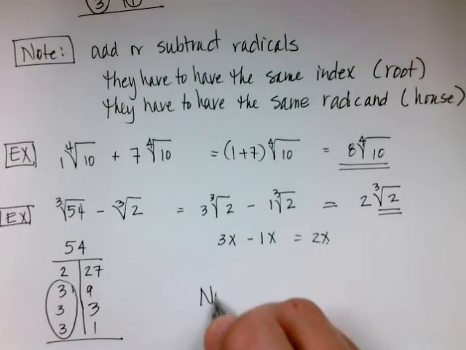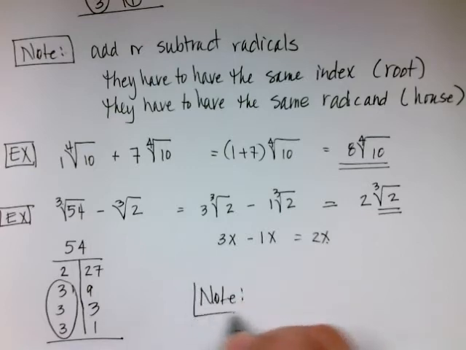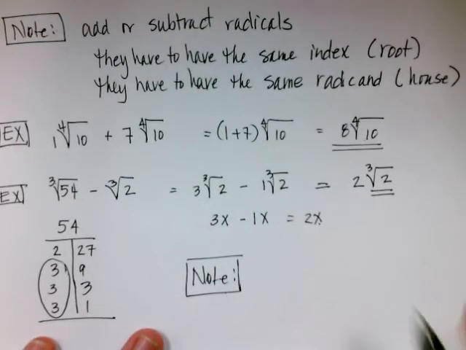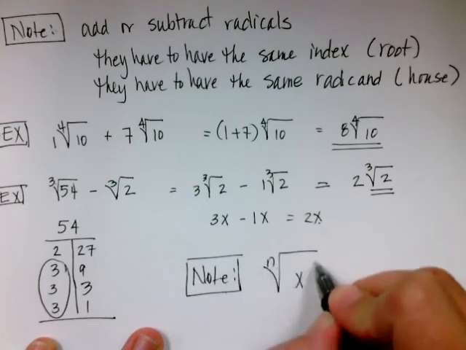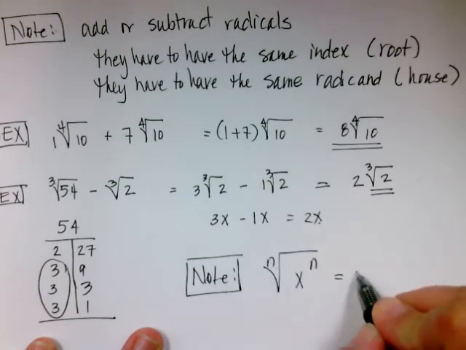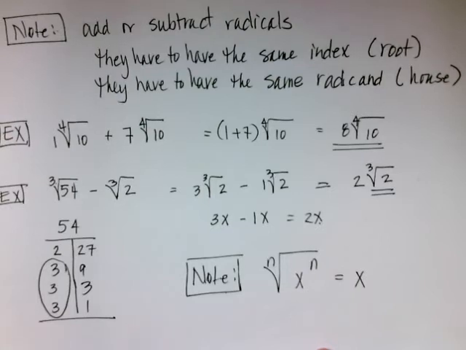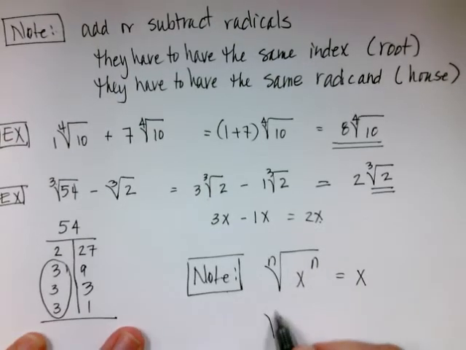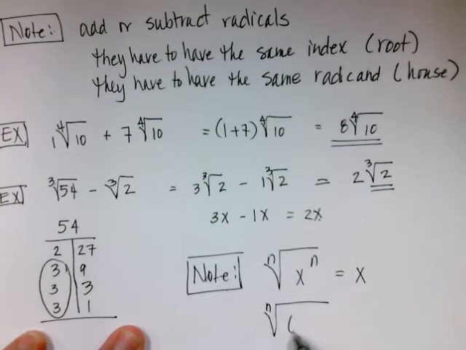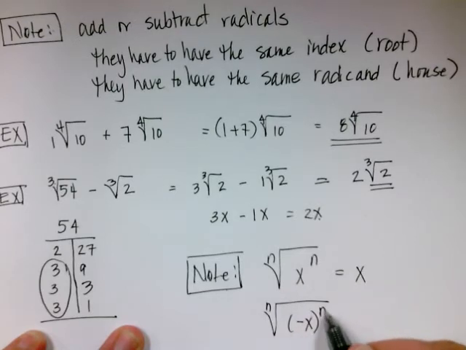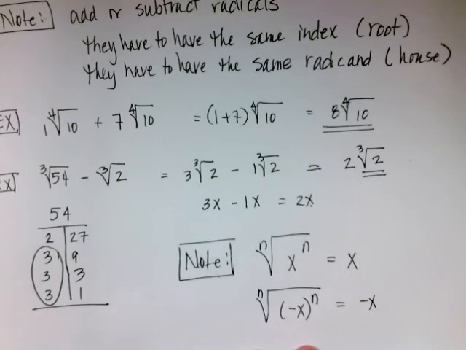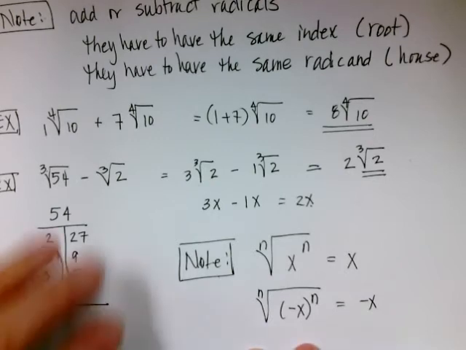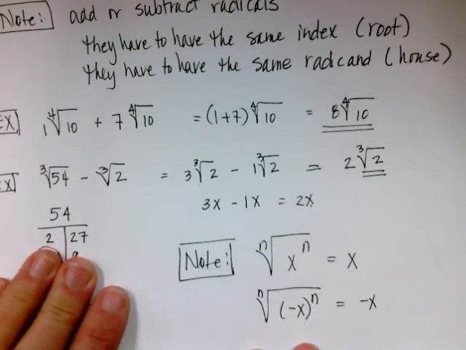Alright, and this little empty space right here, I'm just going to give you a note. Okay, and that note says if I take the nth root of x to the n, it's going to be whatever the number happens to be. Same thing, if I took the nth root of a negative x raised to the n, it would be the negative x. Okay? As long as I'm taking the same root as the power, it all works out politely.